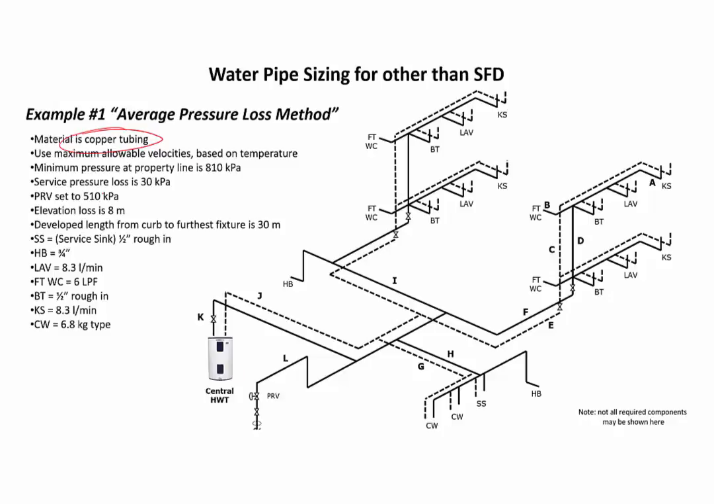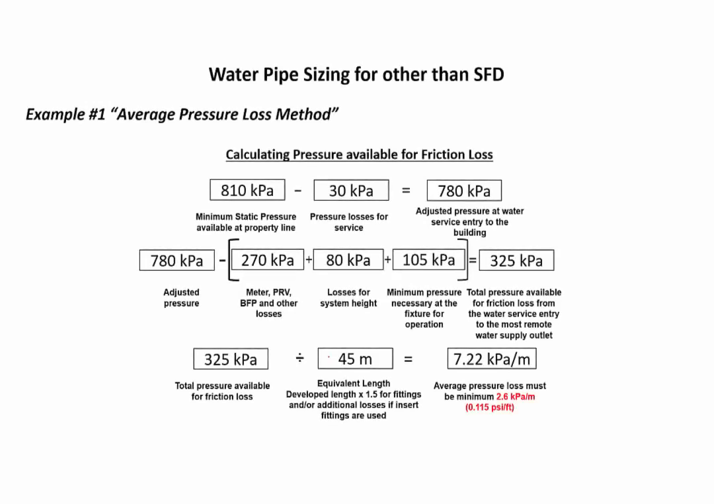We're sizing from the PRV out, so what I'm concerned with here is the PRV set point of 510 kPa, and elevation loss of 8 meters. We're going to have to multiply that by 10 kPa per meter, so we've got 80 kPa loss due to elevation. Developed length is 30 meters, so we'll figure out our equivalent length from that. And then here's all our fixture specifications. We'll be able to get those loads from table 2632A.